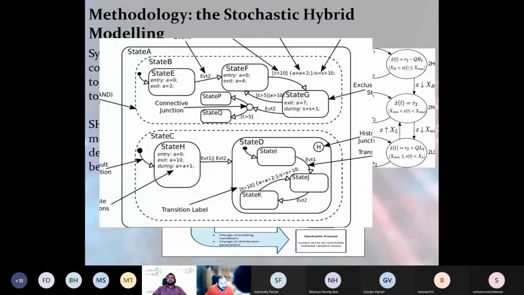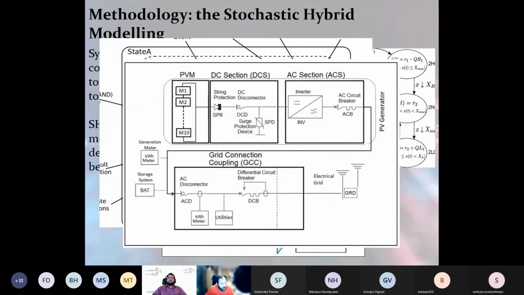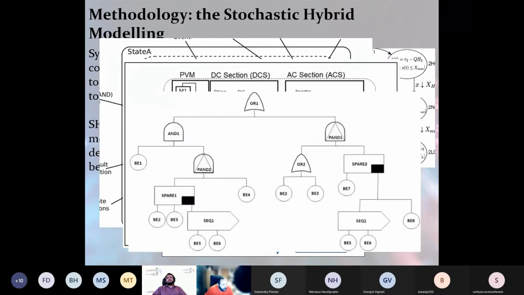So everything is good. These are some examples from the literature about stochastic hybrid automaton, also applications, for example, taken from the industry. This is a photovoltaic power plant model, and this is a fault tree. So everything is good and nice, but after using this powerful tool, we realized that the main problem with this technology is that what we miss is the information about the dynamic failure rate of components.